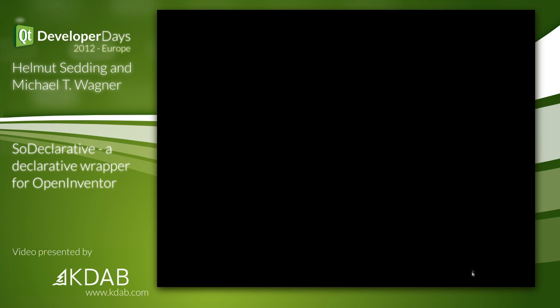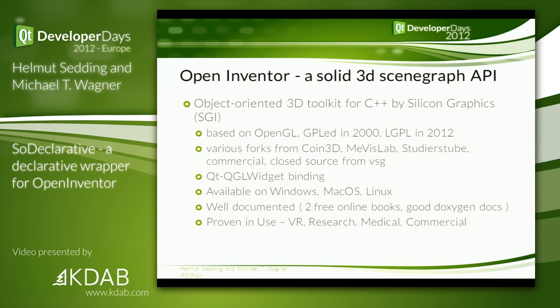OpenInventor is really old. Actually, it was started by Silicon Graphics when they produced super graphics computers in the 90s. They said, well, OpenGL programming is too complicated for a lot of our customers. Let's do some object-oriented way of defining graphic scenes, right? So they did that, and it's really a nice 3D toolkit, a scene graph API.